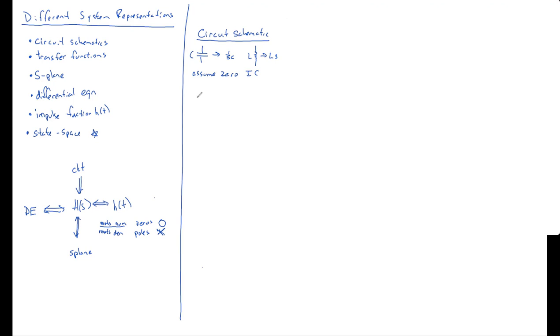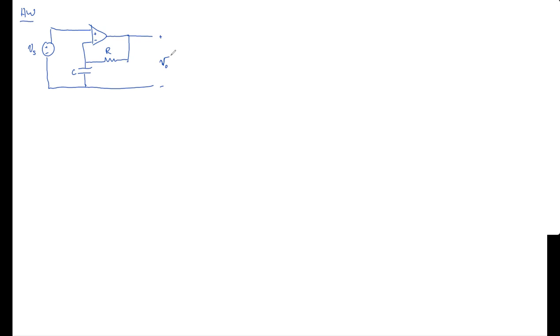Let me give an example of going from a schematic representation to a transfer function using an old homework example. Okay, and find the transfer function. So it's an op-amp. Whenever you see an op-amp, you look at those golden rules. And those golden rules say that if there's negative feedback, then your input voltages will all be the same.